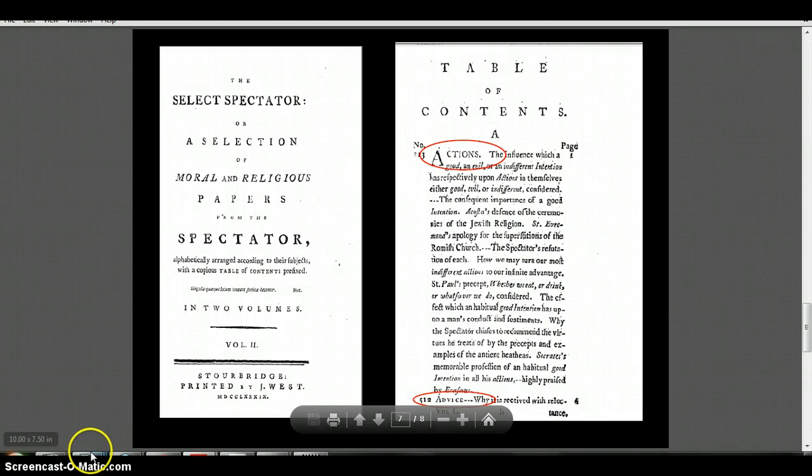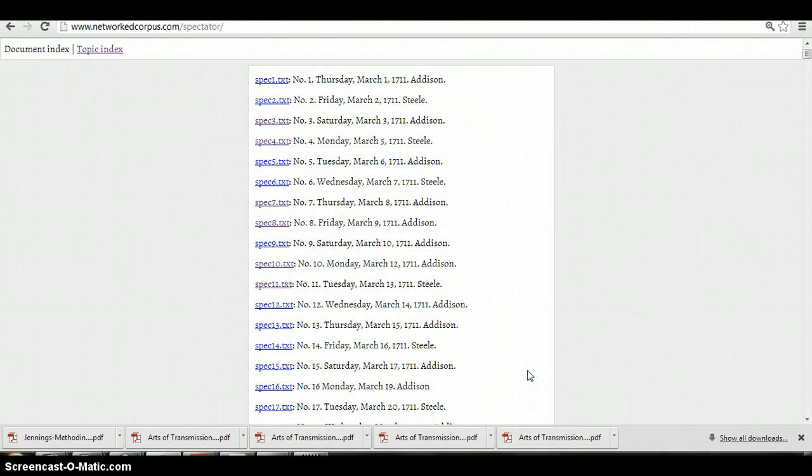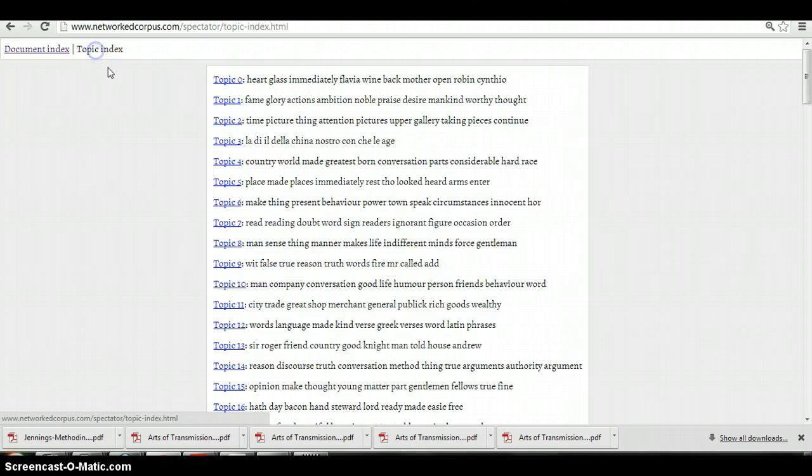And so we can look at the actual Network Focus corpus and see how moving through it based on this topical method raises interesting questions. So we have here just the organization based on Spectator numbers, but we can also navigate the text based on topic. And just by a quick glance at some of the top topics for The Spectator, it can show you how the problem of interpreting topic models is an interesting one.